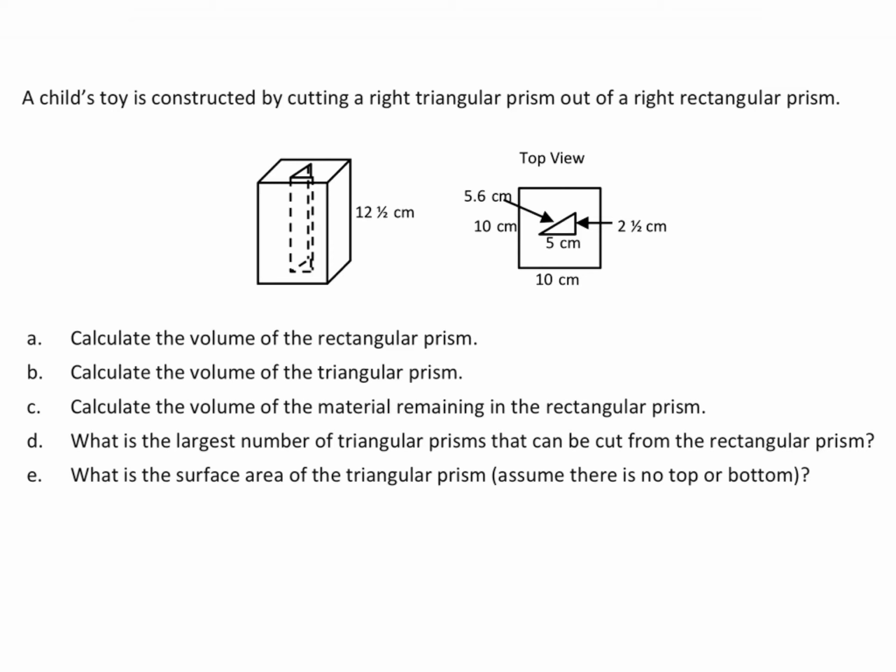For A, to find the volume of the rectangular prism, we're going to use the base area times the height. This piece right here is the top view. So the base area will be 10 by 10, and the height is 12.5. I'm going to change it to the decimal version, so it'll say times 12.5. The base area is 100, and we're multiplying it by 12.5.